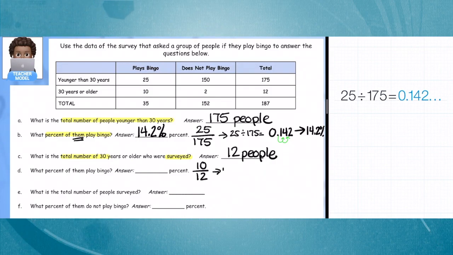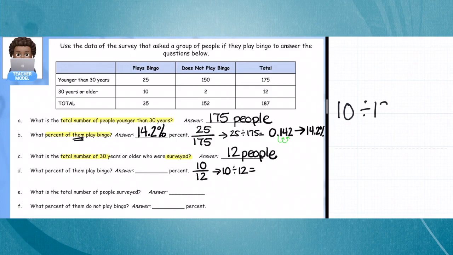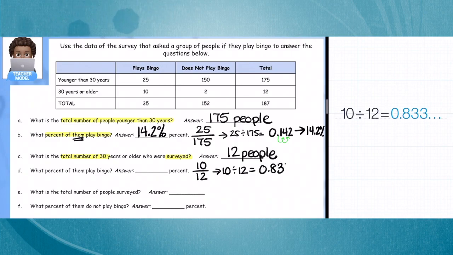So again, on my calculator, I'm going to do 10 divided by 12. And you're going to get 0.83. It's actually 0.8333. Again, you're going to move your decimal over once and twice, so you can turn that into a percentage, and you're going to get 83.3%.